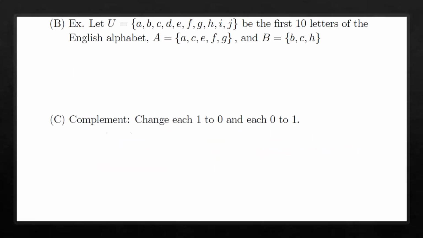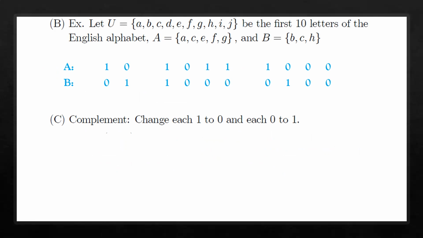So if I let U be the set of letters from A through J, so the first 10 letters, I'm going to let A be the set A, C, E, F, G, and B be the set B, C, H. Then this is what the representation of them will look like.